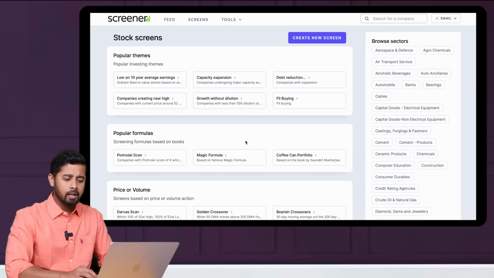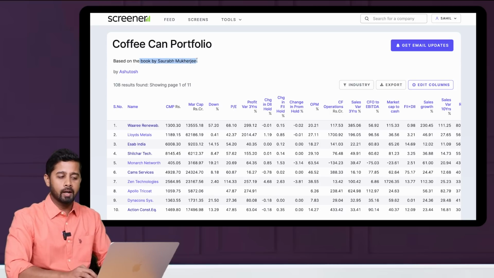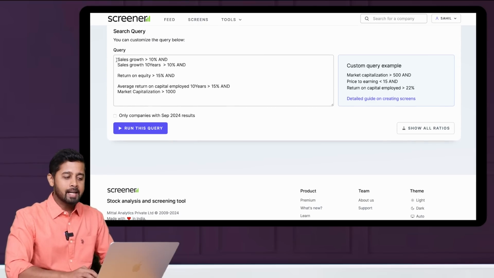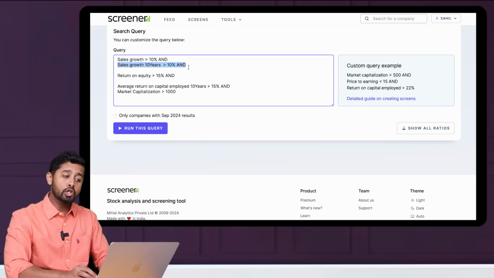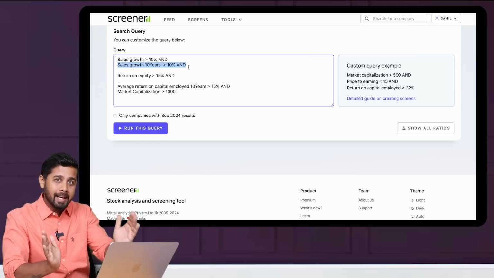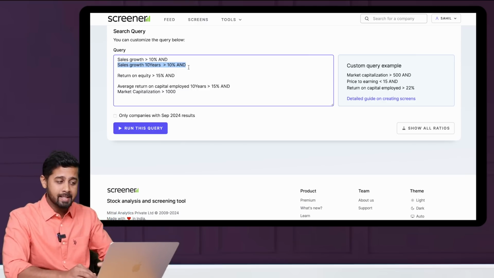Next, we have got this screen called Coffee Can Portfolio. I'm sure you all would be aware. This is based on the book that is written by Saurabh Mukherjea. And what is the criteria? Sales growth is greater than 10%, but the strict part is that it should be for 10 years, so that shows the consistency. If the company has got 10 years sales growth of 10% and above, which is the CAGR number we are talking about, then obviously that shows the consistency.